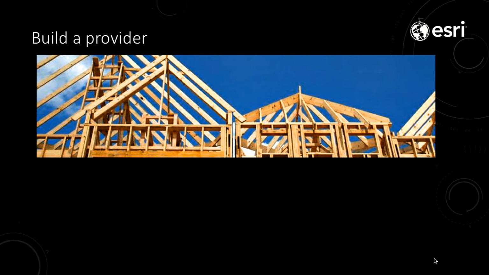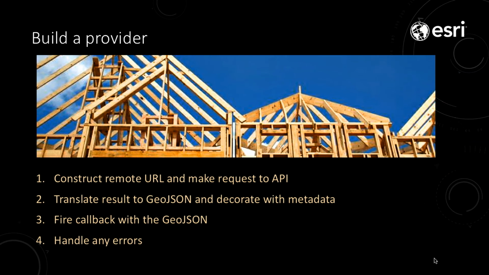So now I'll jump into building a provider. Again, a provider is just a data adapter for a remote API. You can boil down building a provider to 4 steps. You need to construct the remote URL and make the request to the API. Once you get the data back from that API, you have to translate it to GeoJSON and then decorate it with metadata. Then you fire a callback with the GeoJSON as an argument. And of course, you'd want to handle any errors in that.